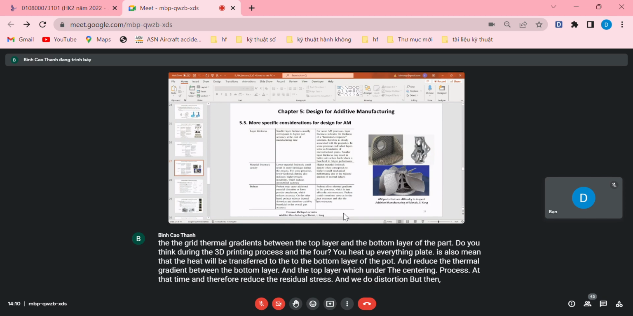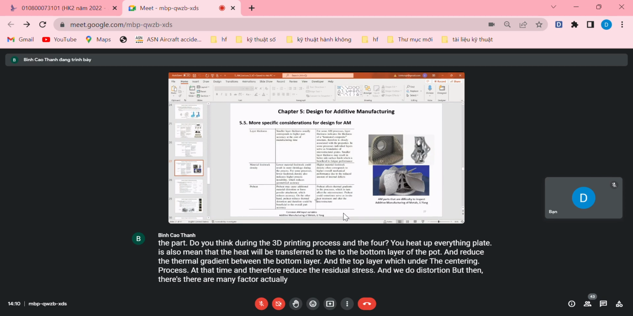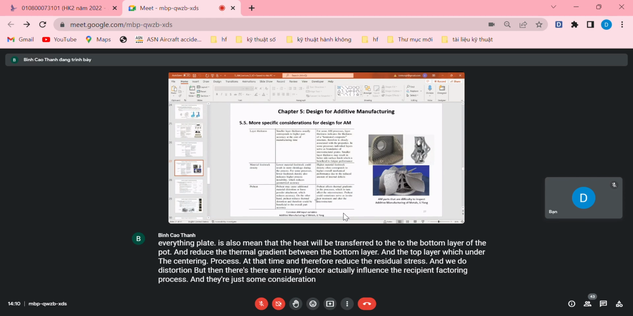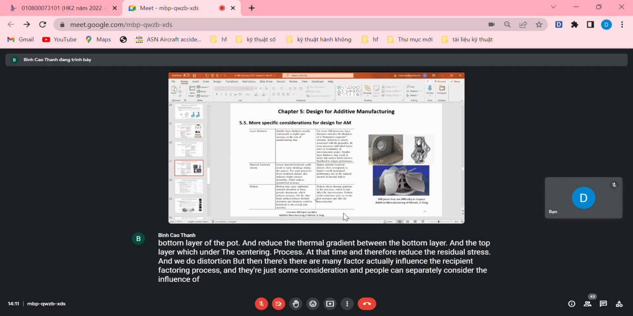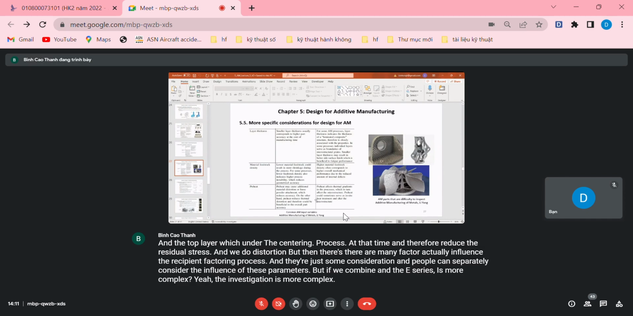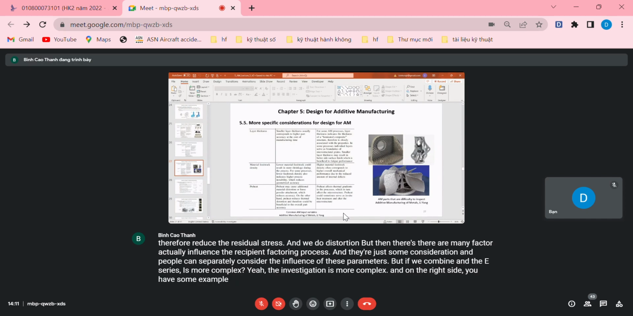But there are many factors that influence the additive manufacturing process, and people can separately consider the influence of these parameters. But if we combine them, then the issue, the investigation, is more complex. And on the right side, you have some examples of AM parts. Those are difficult to inspect.